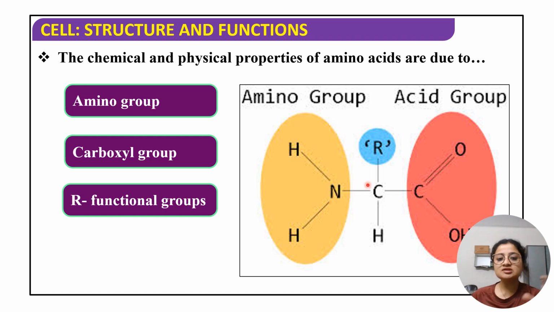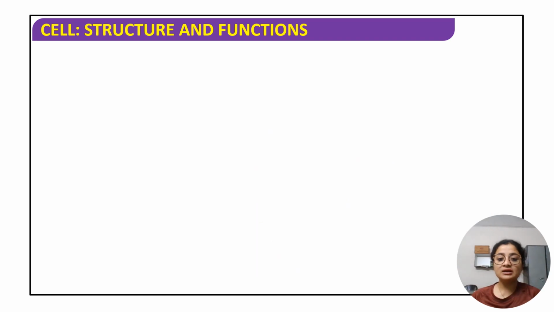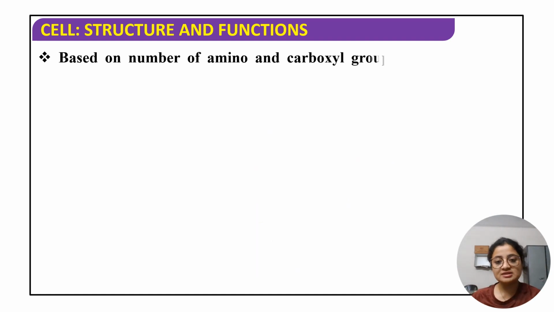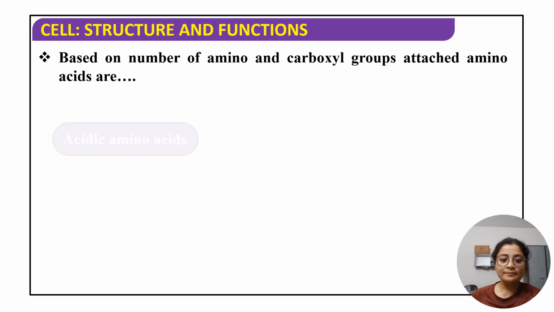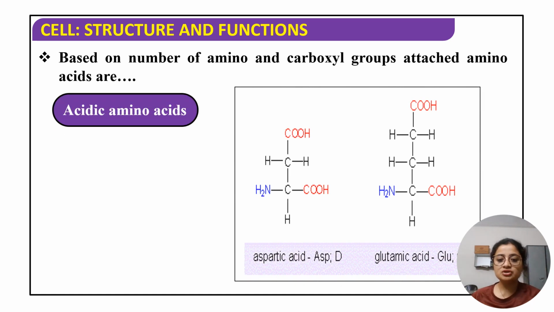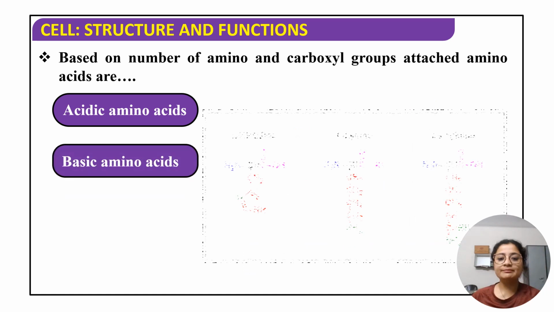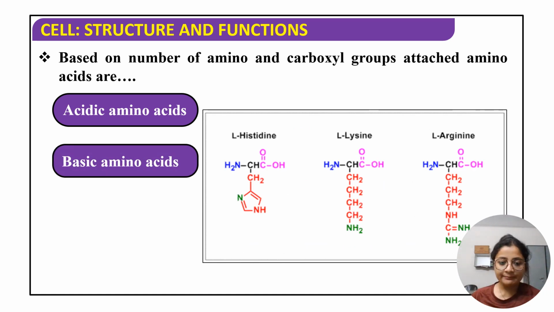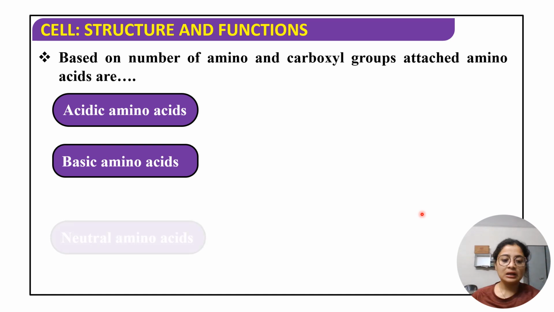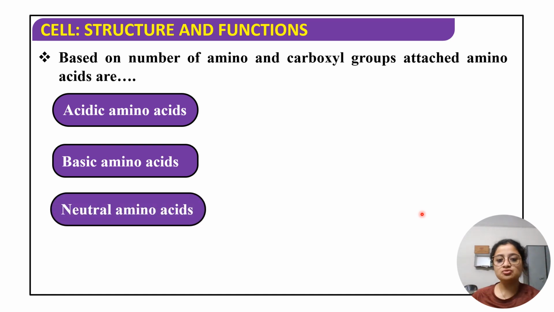So depending on these three groups, the physical and chemical property or the physical and chemical nature of the amino acid will also vary. So based on the number of amino and carboxyl groups attached, amino acids can be acidic in nature, they can be basic in nature, okay. Basic in nature अगर होगा उसका example होगा histidine, lysine, arginine, as you can see over here, okay. And they can also be neutral amino acids.